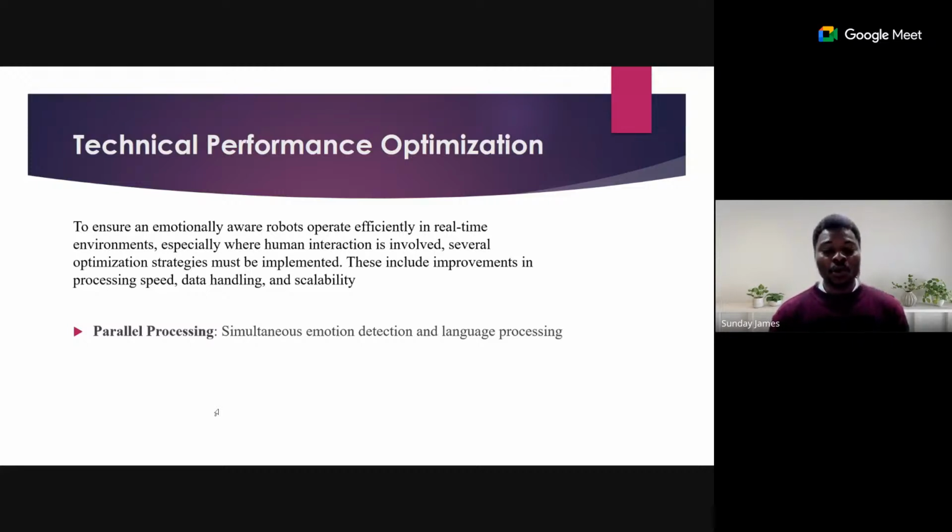Now, how do we achieve this? We create what we call multitasking for the robot. In computing, we call it pipelining. We split the tasks into parallel processing, with emotion processing and language running separately. That means we need high computational power to be able to achieve all of this.